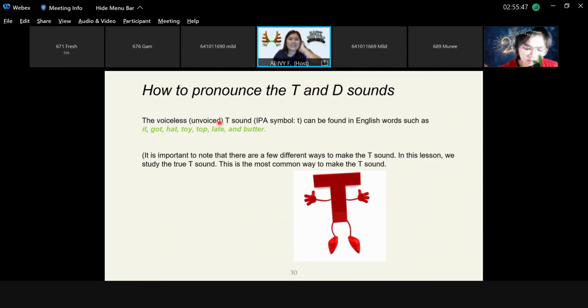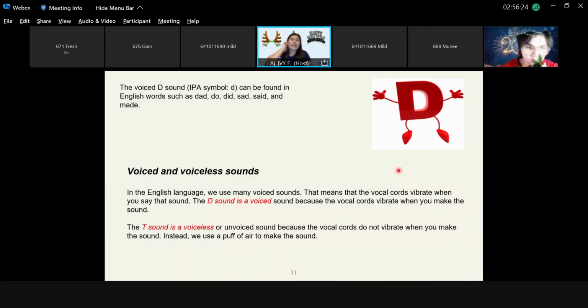So the voiceless t sound in IPA symbol can be found in English words such as it, got, hat, toy, top, late, butter. It is important to note that there are a few different ways to make the t sound. In this lesson, we are going to study the true t sound. This is the most common way to make the t sound. T, t. Okay, so it's unvoiced or voiceless. And here, the d sound is voiced. The d IPA symbol can be found in English words such as dad, do, did, sad, said, and made.